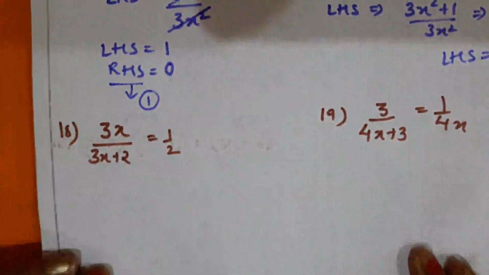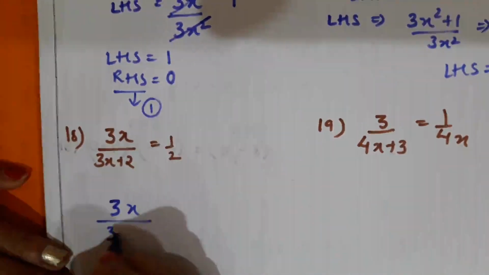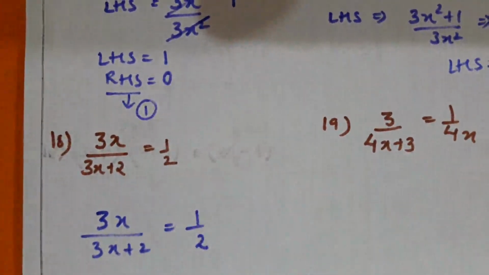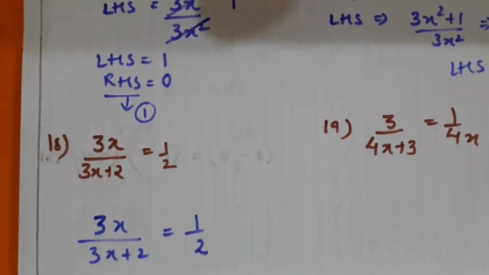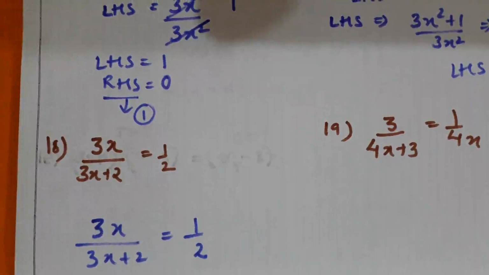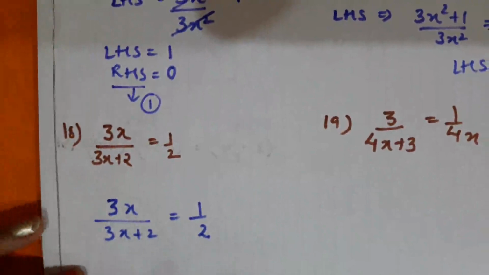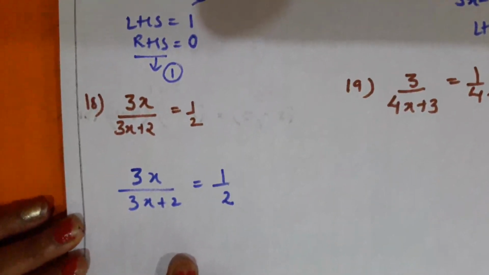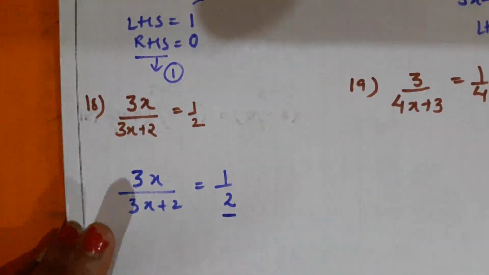Next part is the 18th part. 18th part is 1 upon (3x plus 2) equal to 1 by 2. So we can't do anything now because we are having 2 terms in the denominator and 1 term in the numerator. Okay, we are not able to take anything common also, so we can simply do one thing: we can change the rightmost side directly so that it should be equal to the leftmost side.